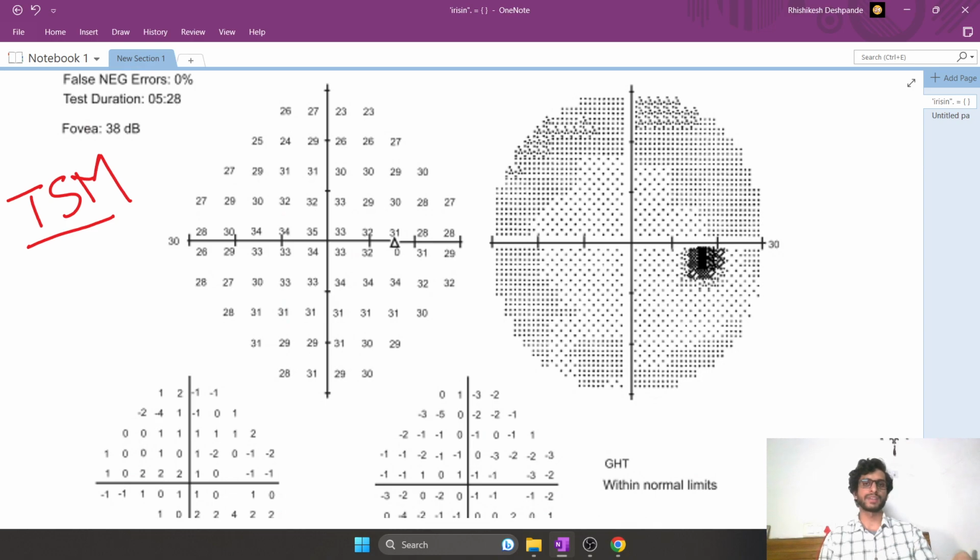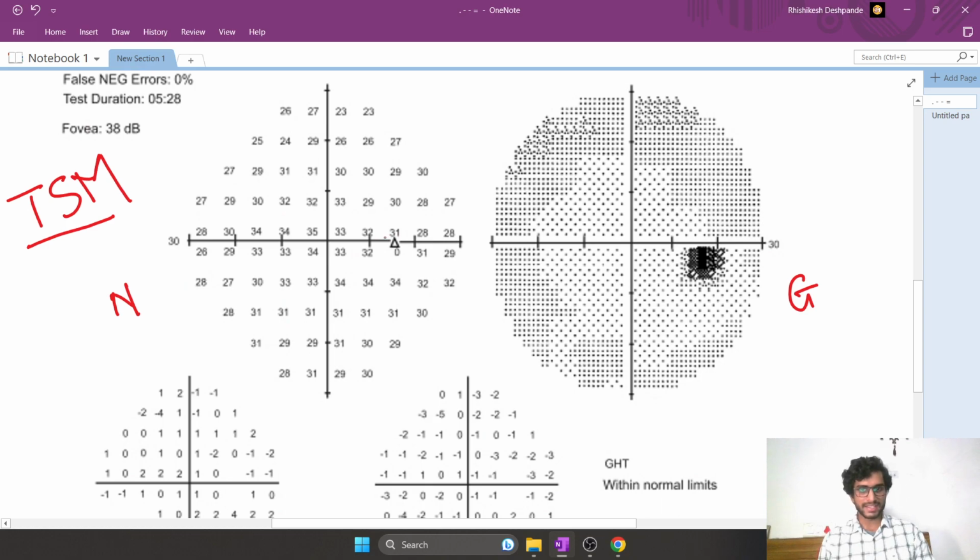Half the times you are able to identify the stimulus, that's enough. So the threshold sensitivity map has two parts. First is the numerical, and the second is the grayscale. It's pretty self-explanatory. You can see multiple numbers given over here. So what do these numbers mean?